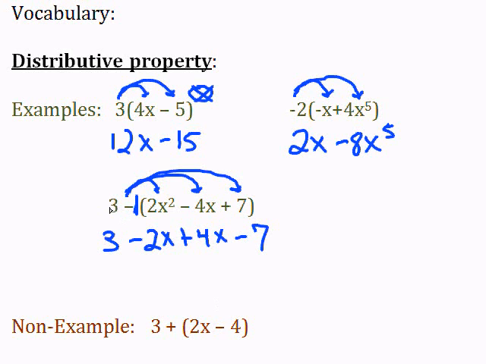Please note that the 3 was not being multiplied by anything inside the parentheses, since the 3 was not multiplied by the parentheses themselves. To further demonstrate that, let's take a look at a non-example of the distributive property. 3 plus parentheses 2x minus 4. Notice the 3 is not being multiplied by the parentheses, and there's just a plus sign in front of the parentheses. So we know that there's a coefficient of 1, but if you distribute a positive 1, it does not change the value of anything inside the parentheses, leaving us with just 3 plus 2x minus 4. Notice the expression has the same value with or without the set of parentheses.